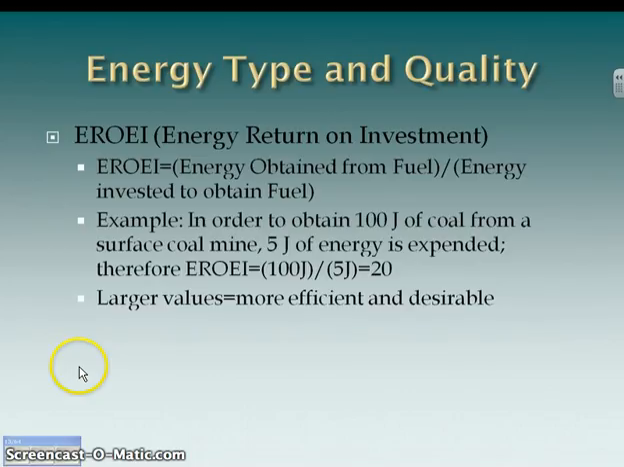Talking about energy return on investment, there's a formula here, and so the energy return on energy investment, we can find that by taking the energy that's obtained from the fuel, and we can divide that by the energy used to obtain the fuel. So, for example, in order to obtain 100 joules of coal from a surface coal mine, 5 joules of energy are expended. So then if we do the math there, that would give us a value of 20. And the larger the value, the more efficient the system is, the more desirable it is. And we'll have some practice with that as well as we go through the chapter.